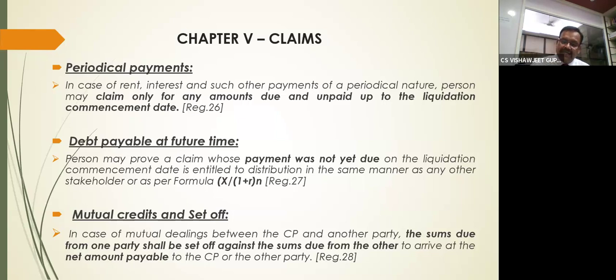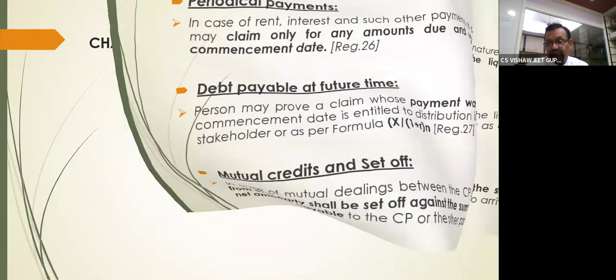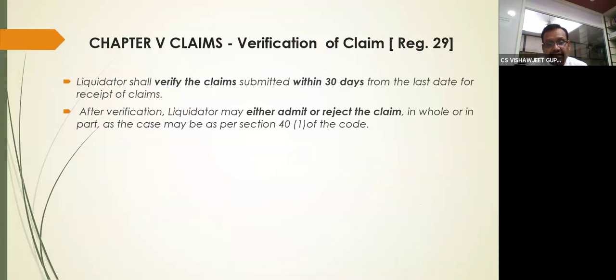So mutual set off and credits that are allowed under the claims. Now, verification of claims. Regulation 29 says, liquidator shall verify the claims submitted within 30 days from the last date of receipt of claims. So you will have to verify the claims within 30 days. After verification, the liquidator may either admit or reject the claim in whole or in part, as the case may be, as per Section 40 of the code.